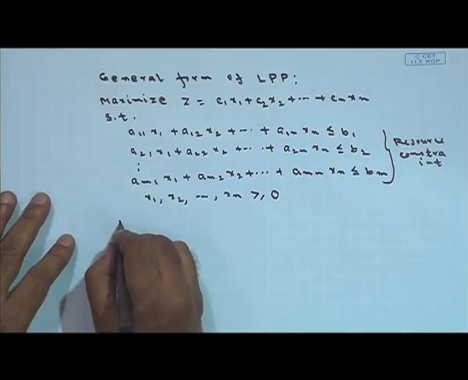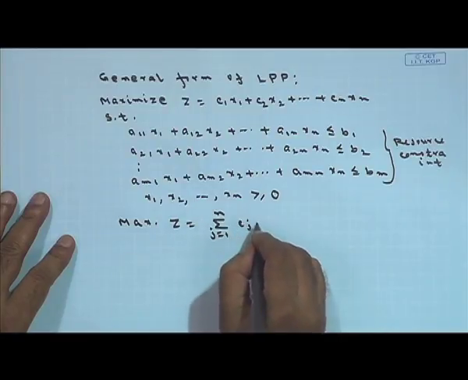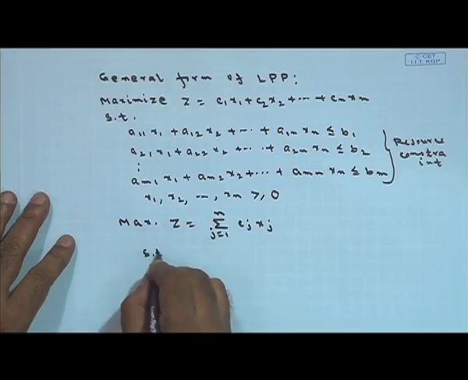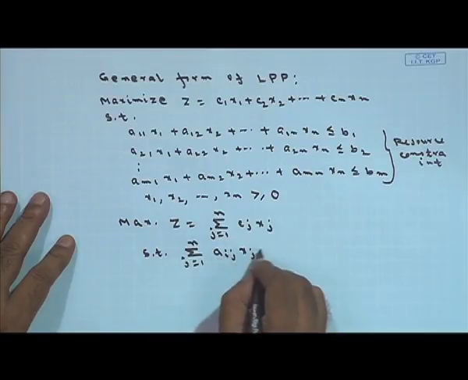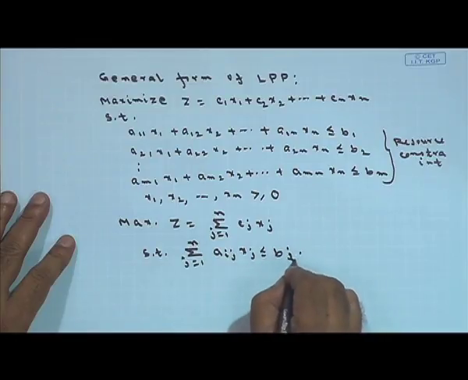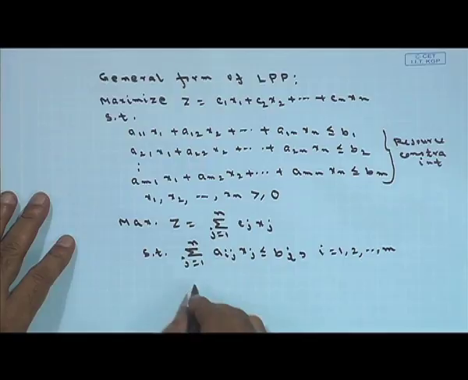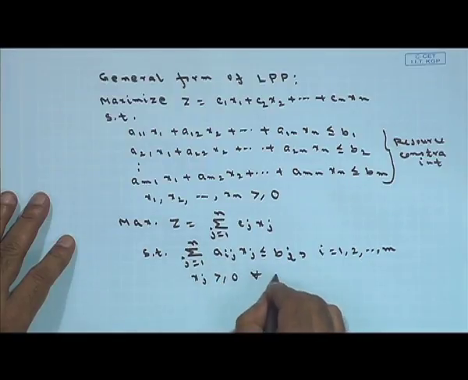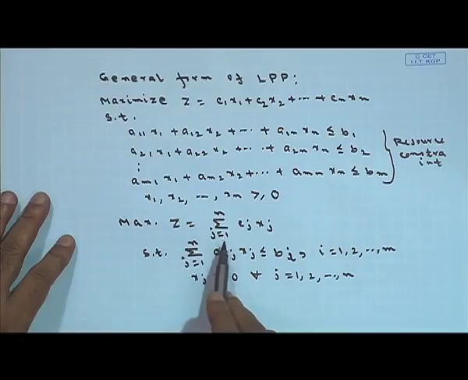So, if I have to write it in the compact form, I will say maximize Z equals summation j equals 1 to n Cj xj, subject to summation j equals 1 to n Aij xj less than equals Bi, where i equals 1 to m, and xj greater than equals 0 for all j equals 1 to n. So, this is the compact form.